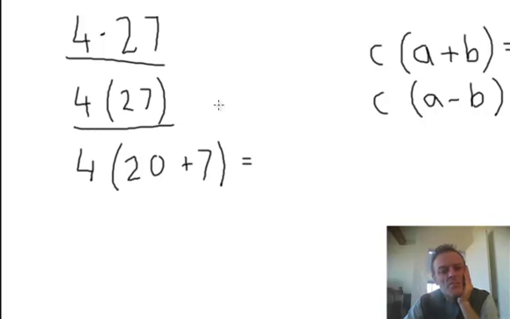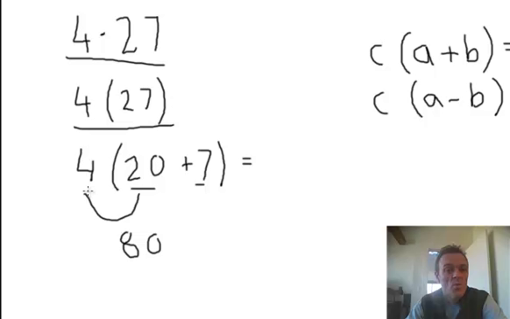Now imagine you split up the 27 into a 20 and a 7. Well, let's have a look at this. What's 4 times 20? 80. What's 4 times 7? It's 28. You add those two together, you get 108, and that's it.